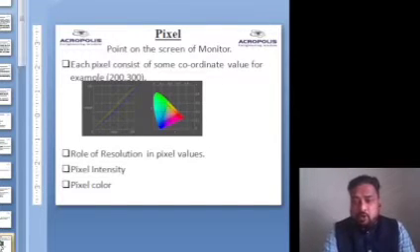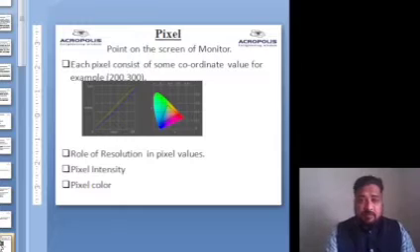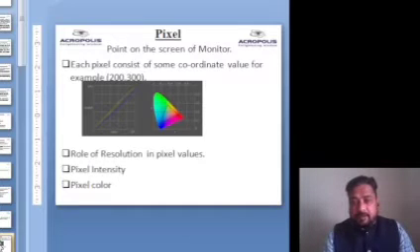Now, what is the role of resolution in pixel values? First, we need to understand the relation between pixels and resolution. A pixel may have a number of sizes. A pixel can be big, a pixel can be small, but for a given screen, the size of the pixel will be the same. Means for a single screen, the size of the pixel will be same.